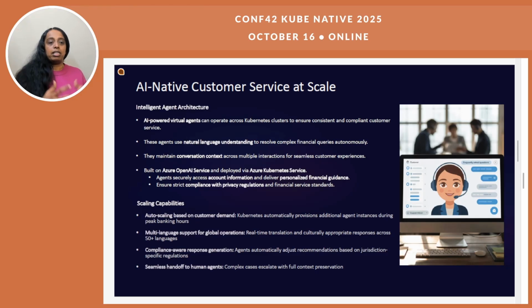As an example, these can be built on Azure OpenAI services and deployed through Azure Kubernetes Service. These virtual agents understand customer intent, they can access account information securely and provide personalized financial guidance. All this can be done while maintaining strict compliance with privacy and regulatory standards in the financial services industry.